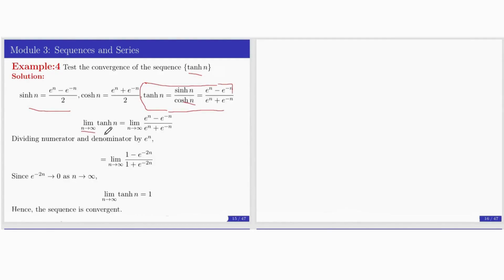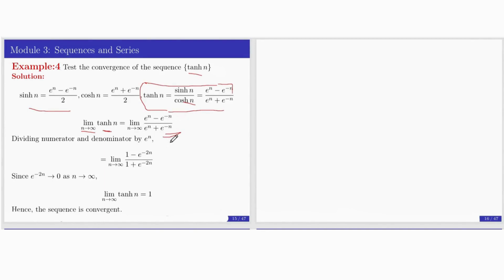An is what? The nth term of the sequence. So here the nth term is nothing but tanh n. So as per the definition, we need the limit as n tends to infinity of tanh n. Now, what is tanh n? It is (e^n − e^(−n)) / (e^n + e^(−n)). The question is to evaluate this limit.